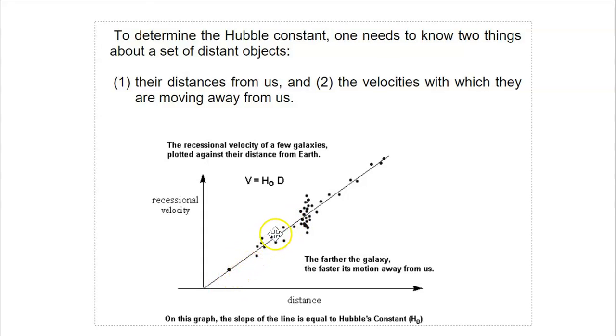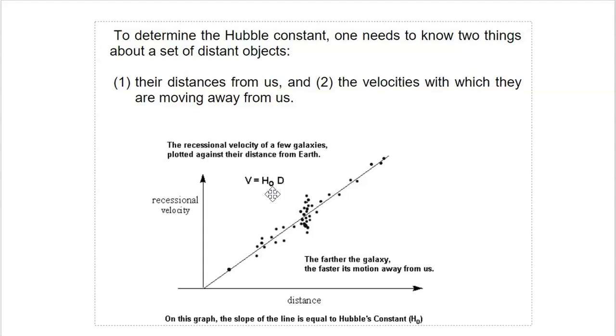There was a lot of uncertainty in this data, but over time, as we've been able to get data from galaxies further and further away, it's become clear that this is a line, and the gradient of that line is what we call the Hubble constant.